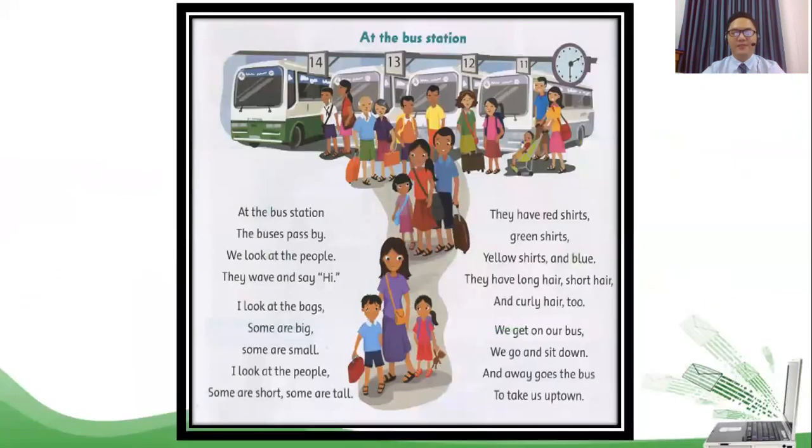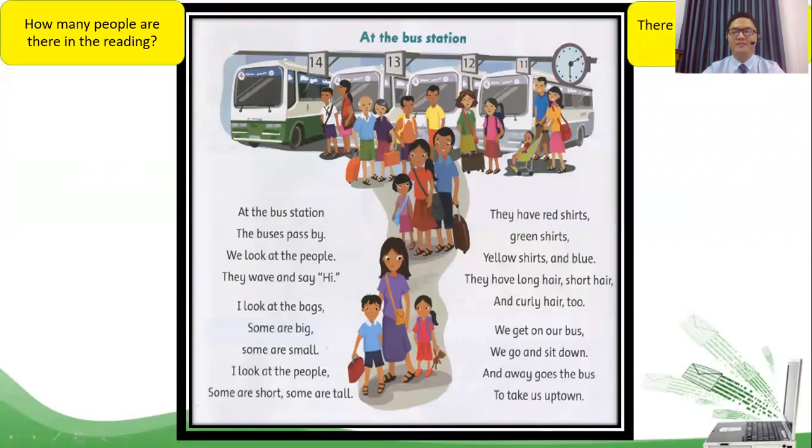All right, so now students, please look at the pictures. This is the reading. And before we start the reading, I will ask you some questions. This is the first question for you. How many people are there in the reading? Who can tell me? Let's count. So now I think you know the answers, right? There are 17 people in the reading, right?